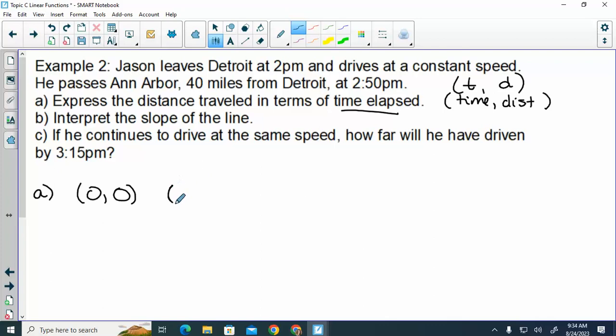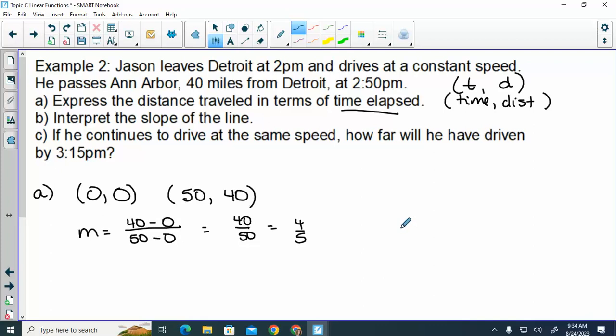All right. Then at 2:50, so how much time has passed? 50, so we're measuring that in minutes, and my distance traveled then would be 40 miles. All right, so slope. Y2 minus Y1 over X2 minus X1. So we get 40 over 50 or 4 over 5.